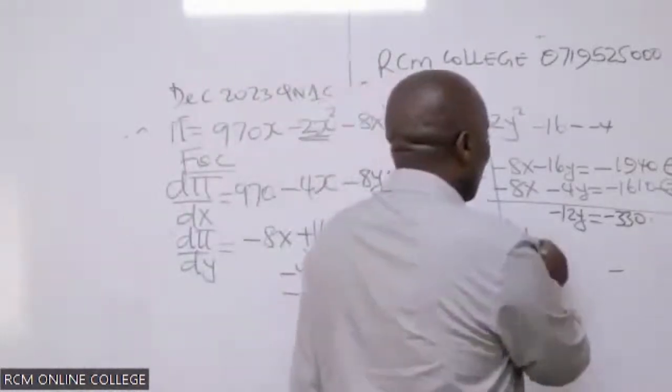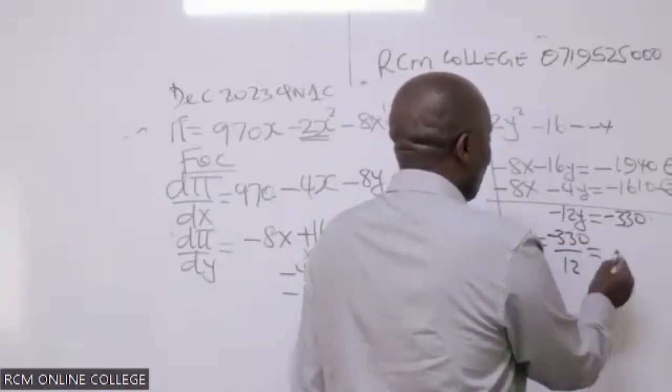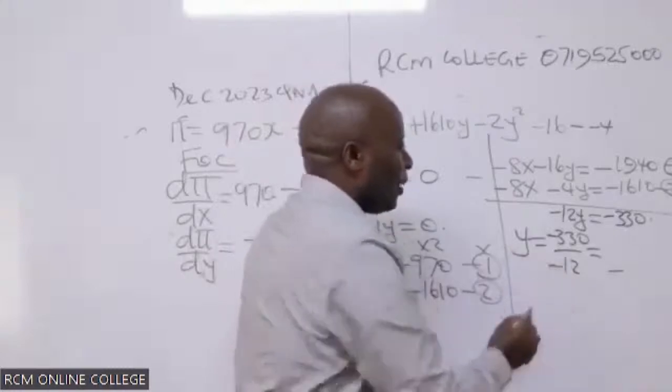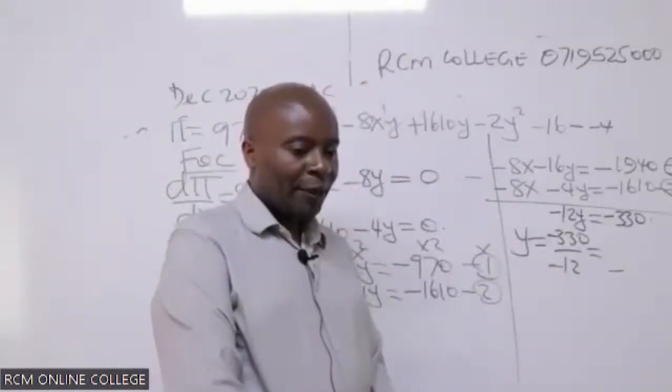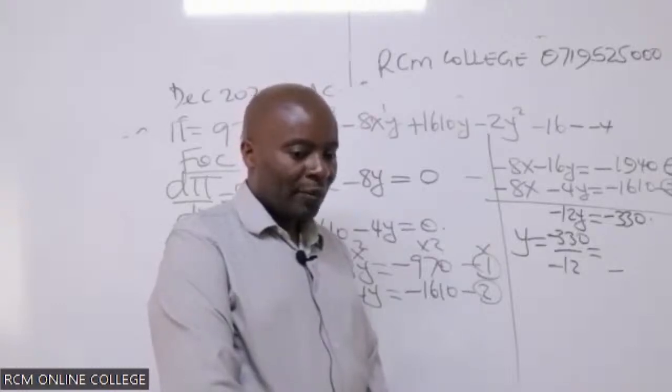I want y. So it will be minus 330 divided by 12. Is there somebody who can give me this final answer here? Divided by minus 12, sorry. Divided by minus 12. So kindly give me the value for y.